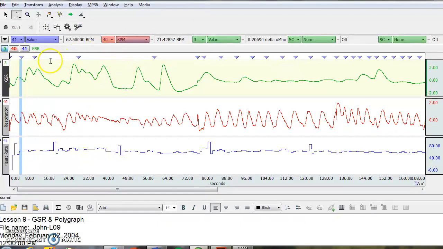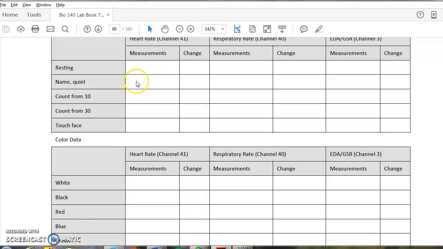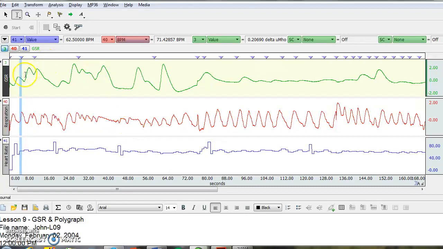Now, if you did the activity and you did the little tags, they should be up here. So this is by default saying the name, counting backwards from 10, counting backwards from 30, touching the face. So it should lay out when you did each of the activities. So all you need to do now is look at what you have to record and then do the measurements. So resting, you need to make the recording of the heart rate, the respiratory rate, and the EDA GSR. So you are going to just go up, grab the I beam, and you are going to highlight it.